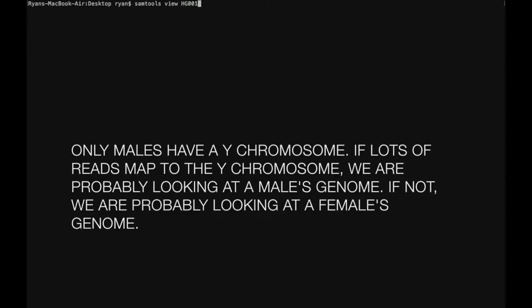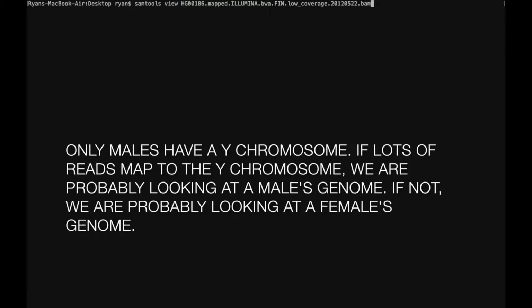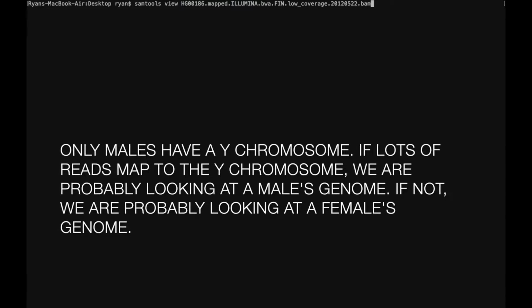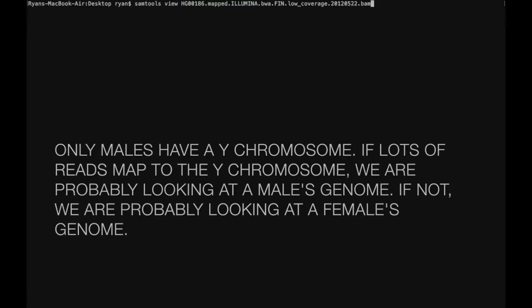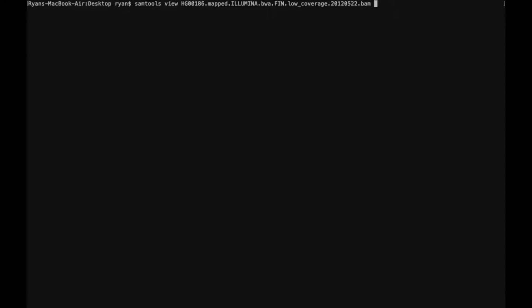I'm going to say samtools view, and type in the BAM file that I want to look at, HG186. I want to view all the reads that map to the Y chromosome. And I'm going to use this command to count how many reads map to the Y chromosome. Here we can see that almost 2 million reads map to the Y chromosome.